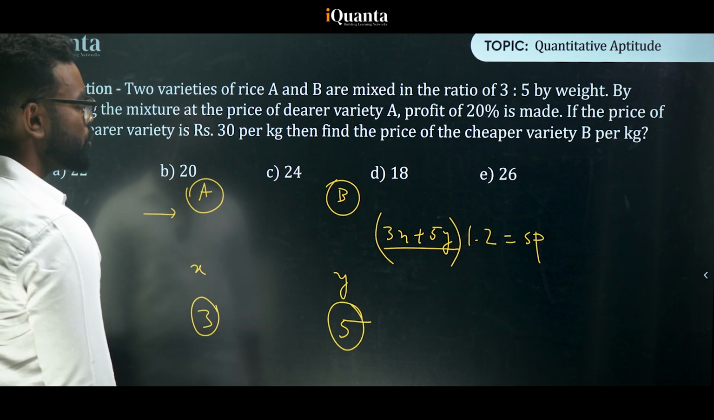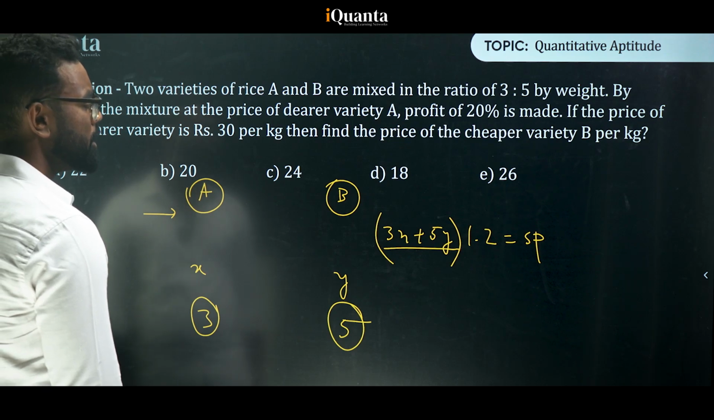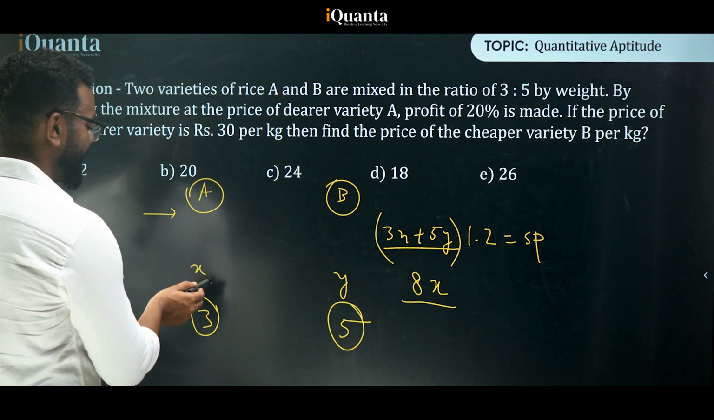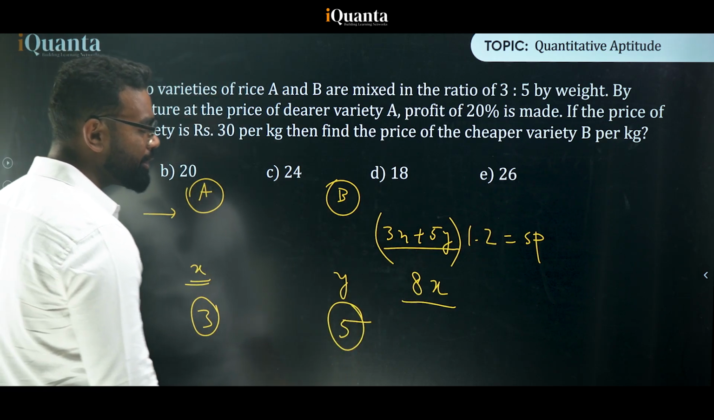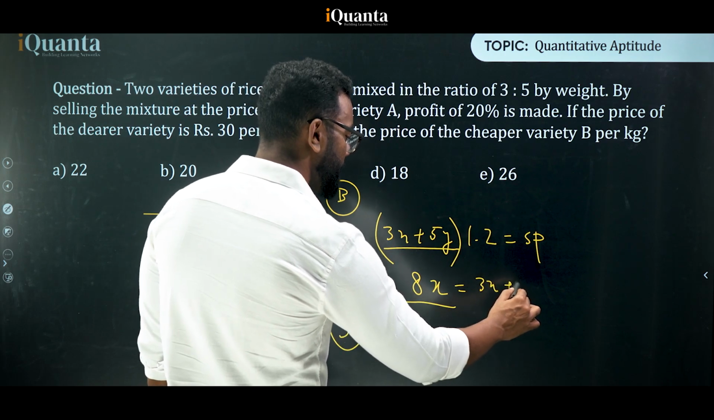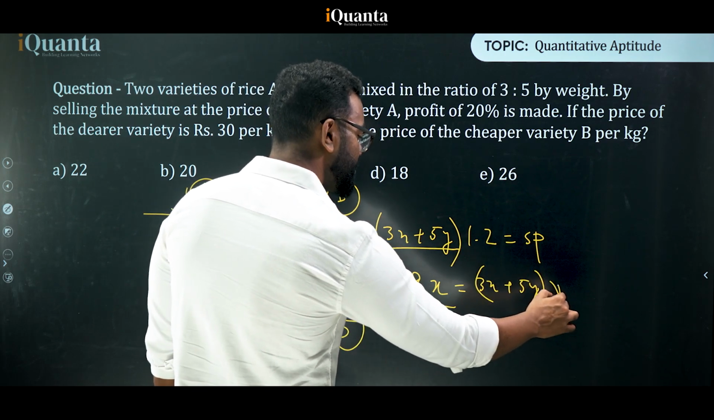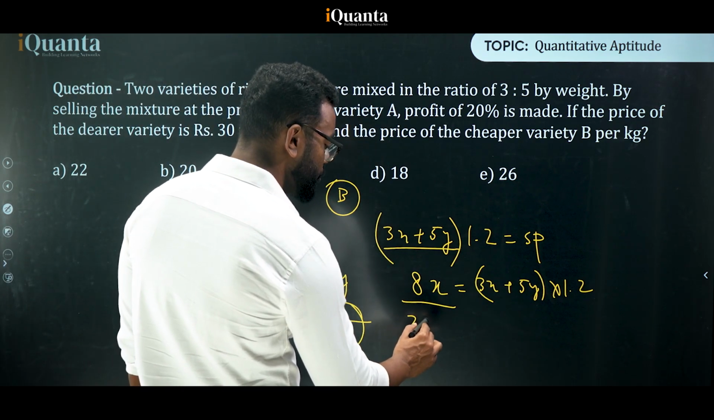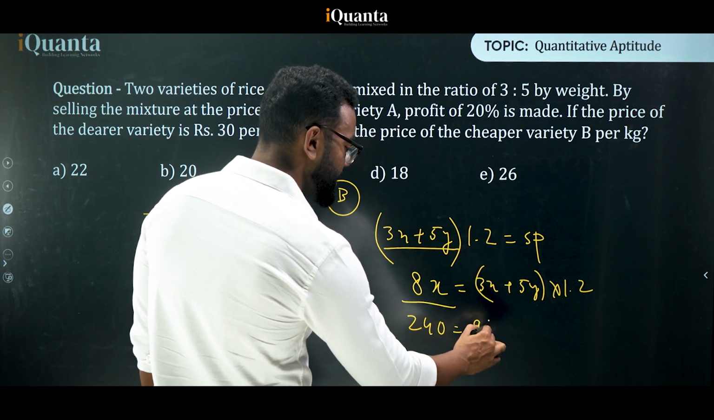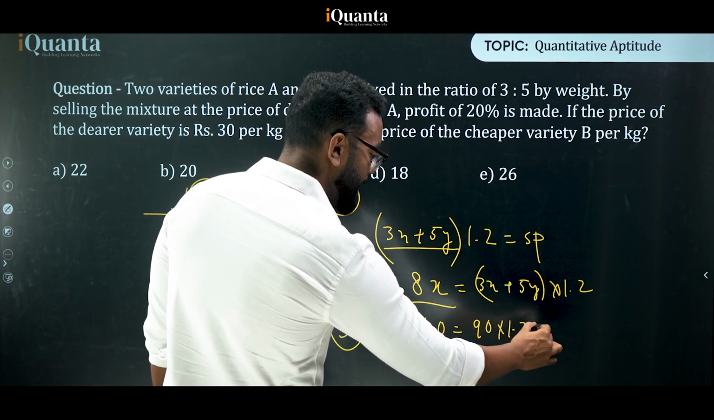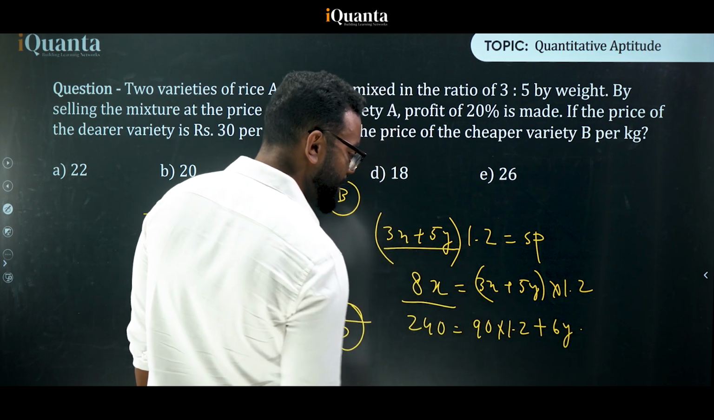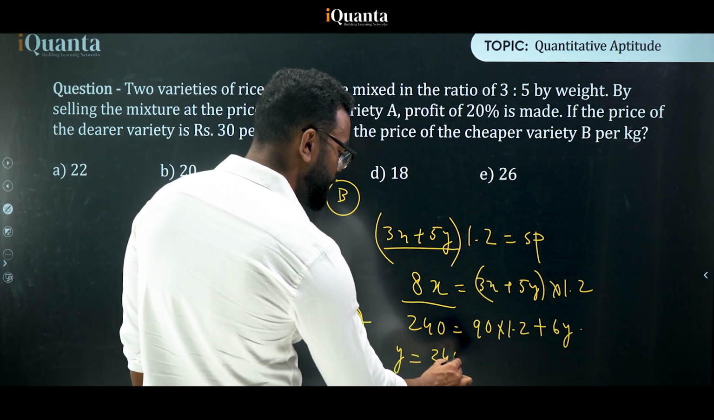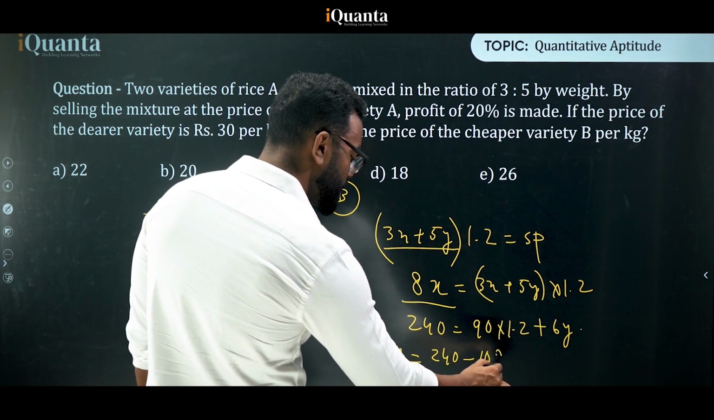so this thing is also equal to what? It is also equal to 8X, because I'm selling everything at the price of X, right? So from this, we can say 8X equals (3X plus 5Y) into 1.2. Yes or no? Now if I put the value of X as 30, this is 240 equal to 90 into 1.2, plus 6Y, right?